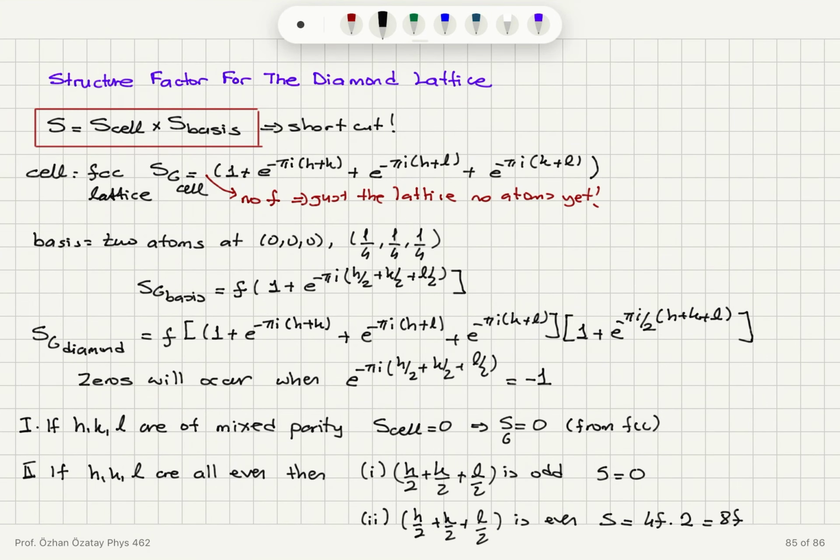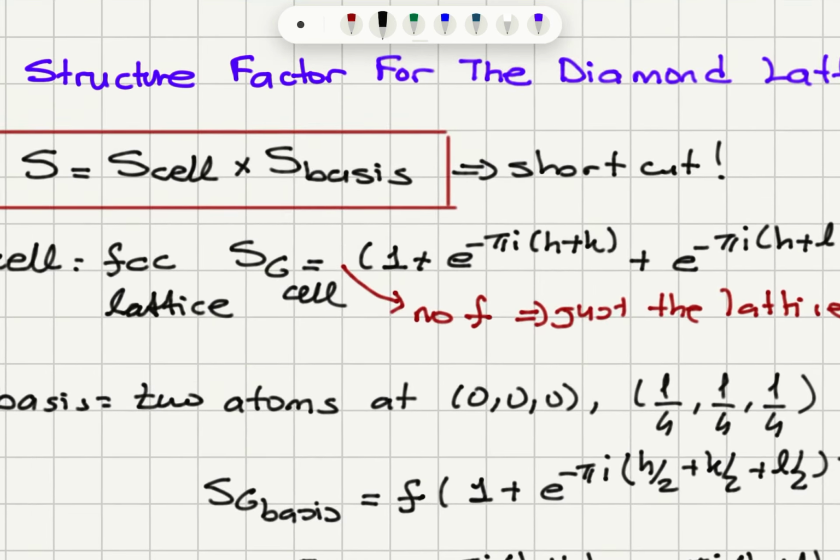Now, as the last exercise, I want to demonstrate an important property of this calculation. If we look at the structure factor for the diamond lattice, one way to look at it is basically consider the basis and the lattice separately. So if you already know the geometrical structure factor of the cell, if you multiply that with that of the basis, you will obtain the total geometrical structure factor. Why is that? It's a property of the exponentials.